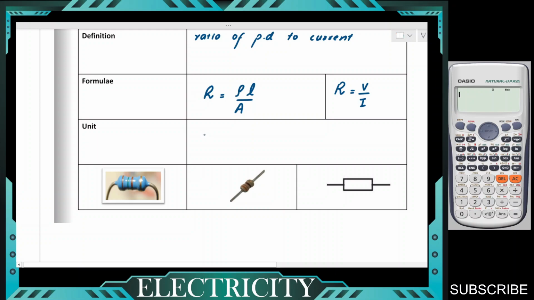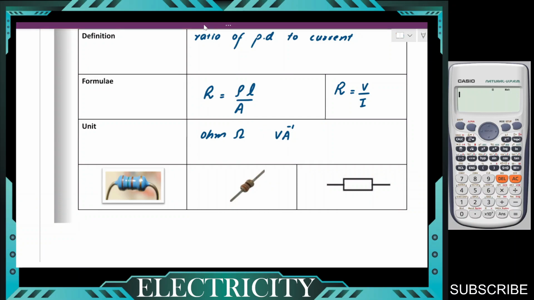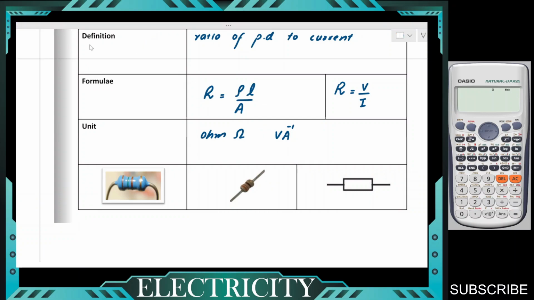So the unit would be ohm, for which the symbol is this, and that also equals volt per ampere. And many of the times, they ask you to break down the unit of the resistance into SI base units. And in that case, you have to break down the voltage first. So you break down the voltage from this formula.